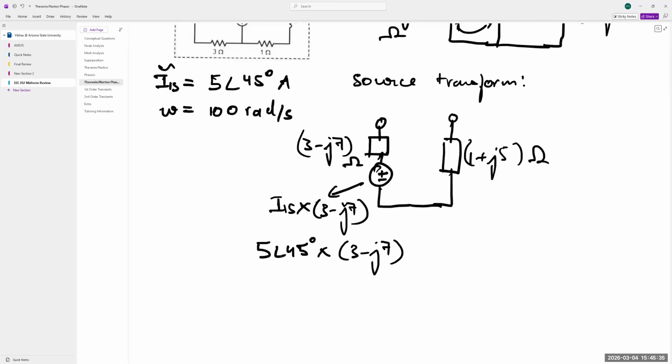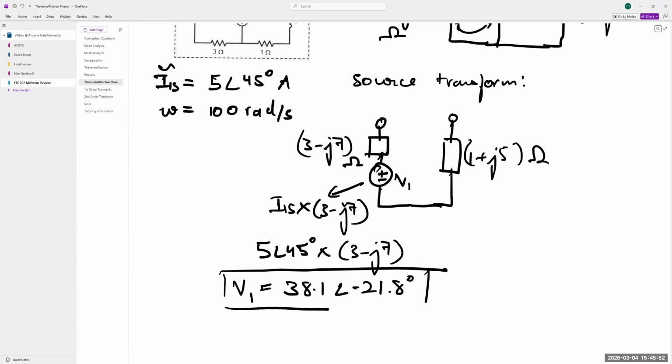So if I plug that into my calculator, I get 38.1 angle negative 21.8 degrees. So that's my, let's just call it V1. So that's the value of V1. Okay, so we know what V1 is. These two resistances over here can be added in series because they are in series.